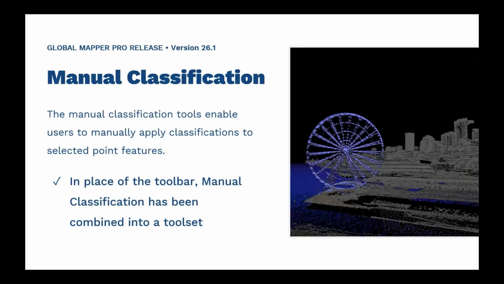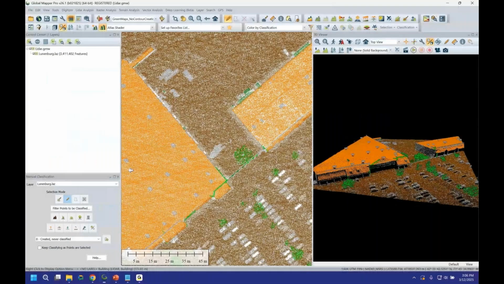So with that little intro, I'm going to flip over to a Global Mapper workspace that I have open here. I've just got a small tile of point cloud data open, a couple of big buildings and a parking lot. We're seeing that in the 2D and the 3D view. And docked below my control center is our manual classification tool set.